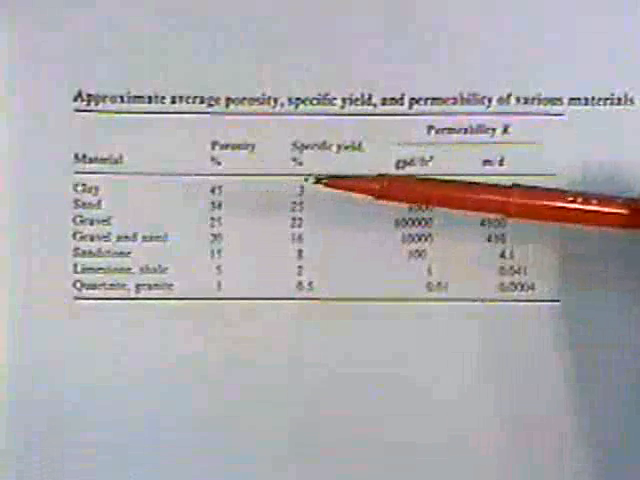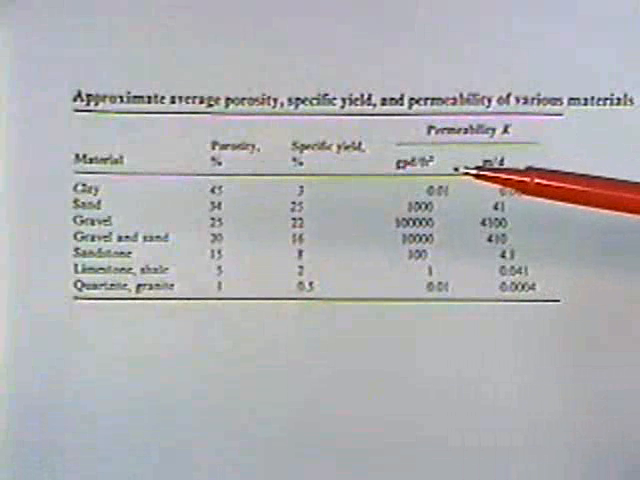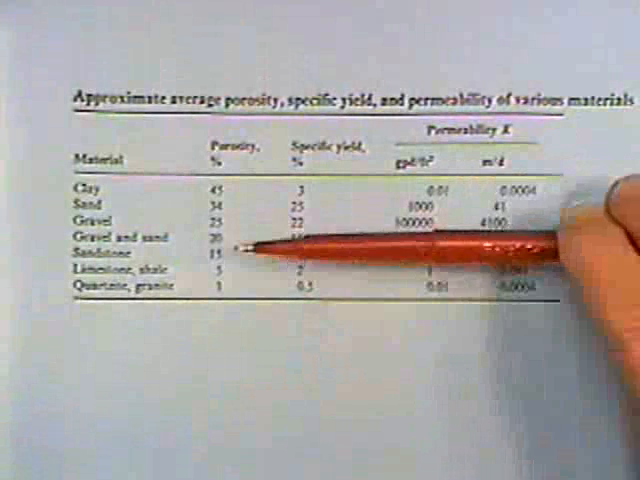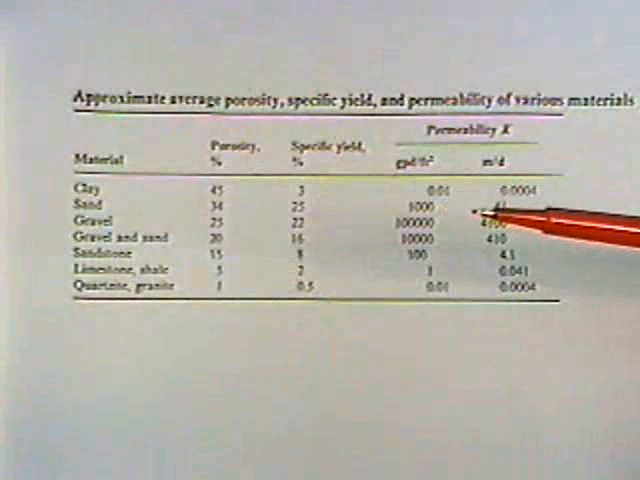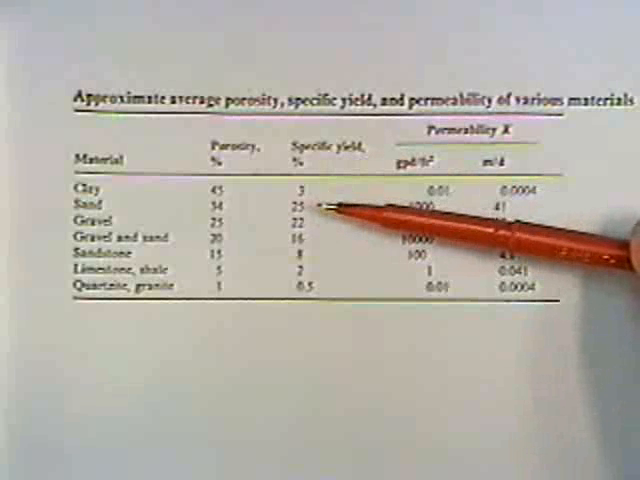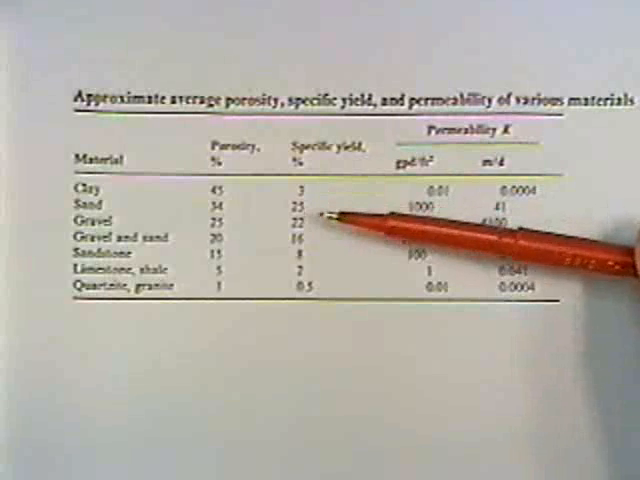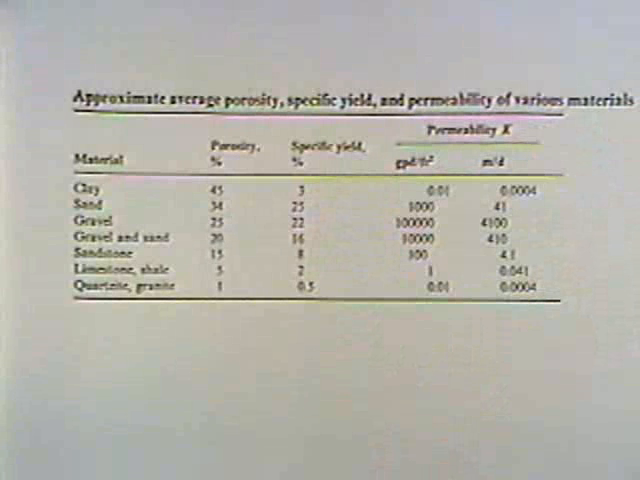This table just has some typical numbers in it. Clay, for example, has a very high porosity. And so at first glance you might think that would really be a good aquifer because it holds lots of water. But because clay particles are so small, the water can't escape from the clay. And so here, specific yield is the volume of the water that will drain freely under the force of gravity. And with a 3% specific yield, almost none of the water will drain out of the clay.